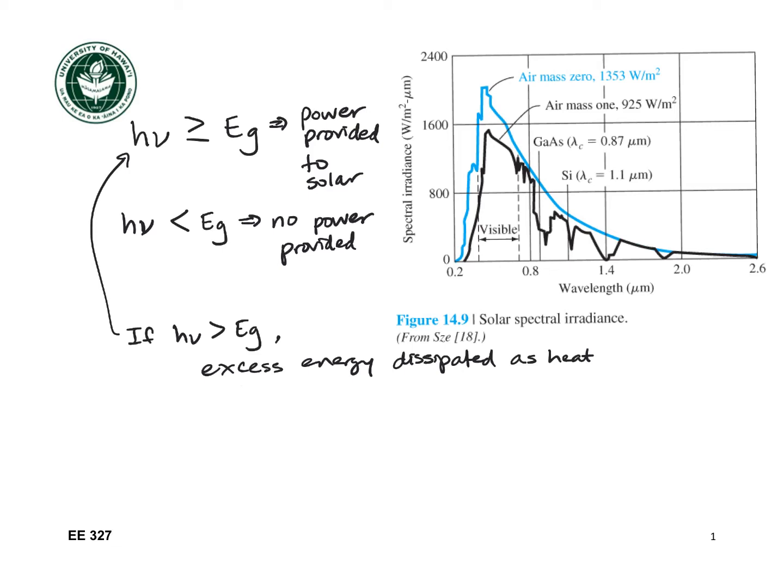So let's look at some band gap energies. For gallium arsenide, that's 1.42 electron volts, and you should have memorized the band gap of silicon. That's 1.12 electron volts.